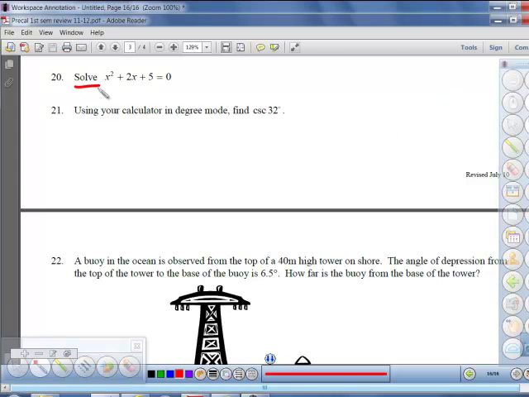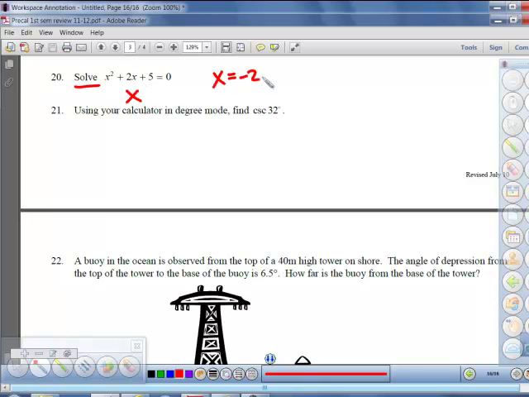Okay, number 20 says to solve. Since it's a square, that means that we can use one of our 5 methods to solve a quadratic. Are there factors of 5 that would give me 2? I wish. Exactly, so there are no factors that would work for our x. So we're going to have to use the quadratic formula, or we could use completing the square, or we could graph it. Let's just graph it. Yeah, no one will. So let's just use the quadratic formula.